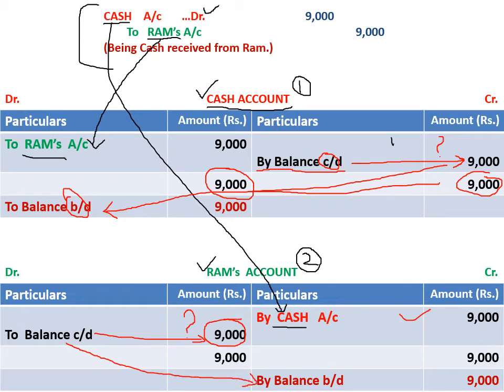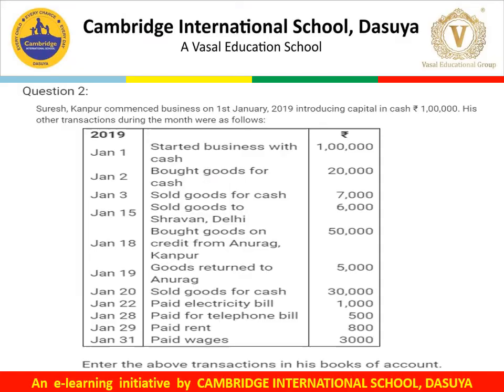So this is the system of recording a journal entry into a ledger. Here is a best example. Now you can understand with the help of this example the posting of a journal entry into a ledger. So let us take an example question.